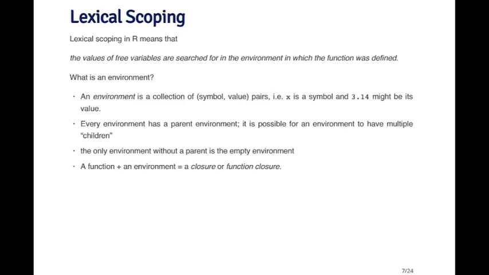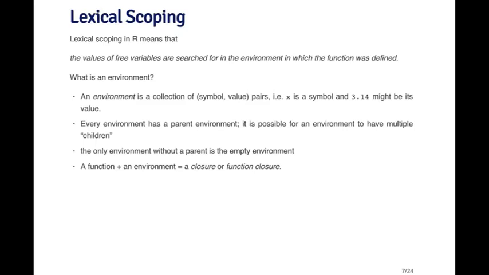Okay, so think about that for a second, maybe repeat it a few times. And so what's an environment? An environment is a collection of symbol value pairs. So x is a symbol and 3.14 might be its value. Every symbol has a value bound to it, and you can think of everything in R as being pairs of symbols and values. Another symbol might be y, and its value is a data frame, for example.